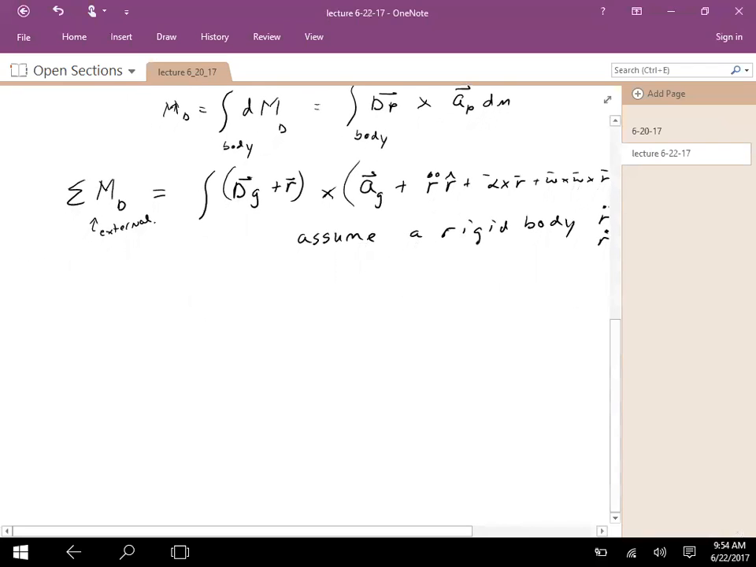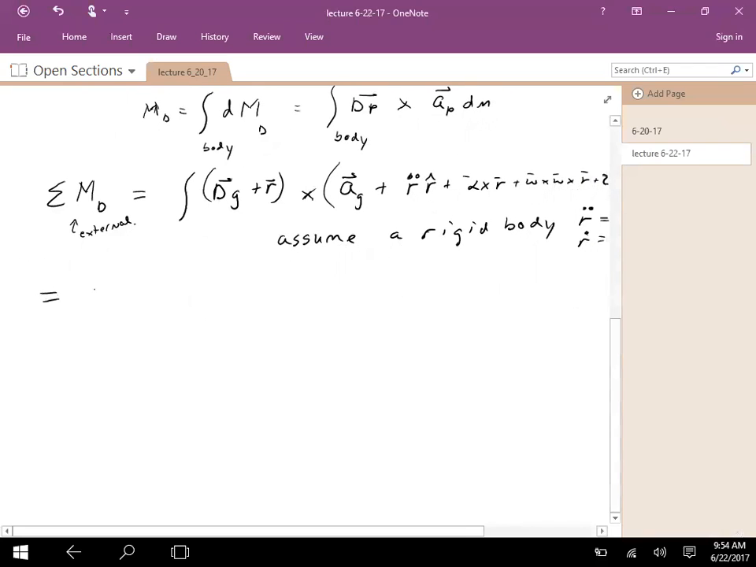What I want to do now is multiply through. So my next line I'm going to do as follows. I'm going to start multiplying through, and I'll drop those out. So I first get dg crossed with ag, and everything here is dm. That's my first term, plus the integral of dg crossed with, the r double dot term goes away, so I get crossed with alpha cross r dm, plus the integral of dg crossed with omega cross r dm.